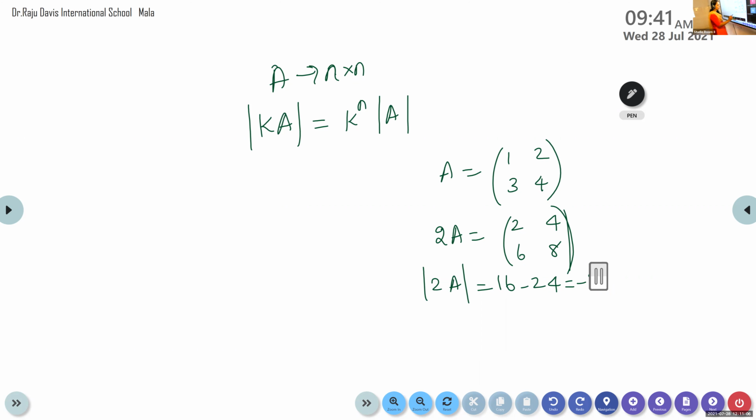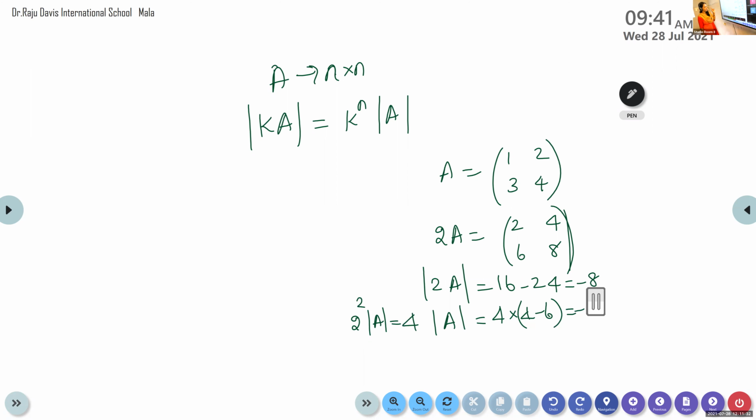Okay. Now find out what is 4 into determinant A. Are they same? If it is a 2 by 2 matrix, we can write this as 2 square into determinant A. What is 2 square? 4 into determinant A, which is 4 minus 6. That is 4 into minus 2, which is 8. Write down this point also.